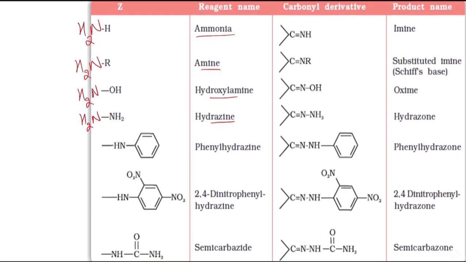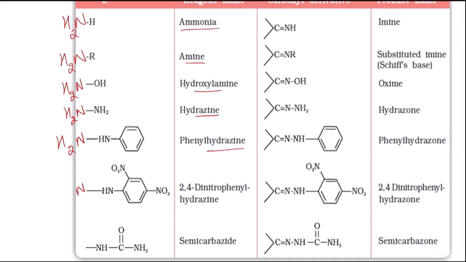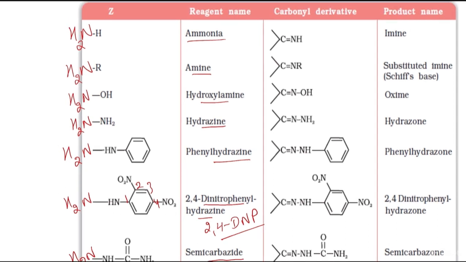I am writing, Z part is given, I am writing the remaining NH2. And if I put NH2 with a phenyl here, it becomes phenylhydrazine. If I put NH2 with a benzene ring having nitro groups at 2 and 4 positions, it becomes 2,4-dinitrophenylhydrazine. This is also written as 2,4-DNP, the reagent. And if I put NH2 here, it becomes semicarbazide. So the first two columns are giving you the ammonia derivatives and ammonia itself and the name of the reagent, right.